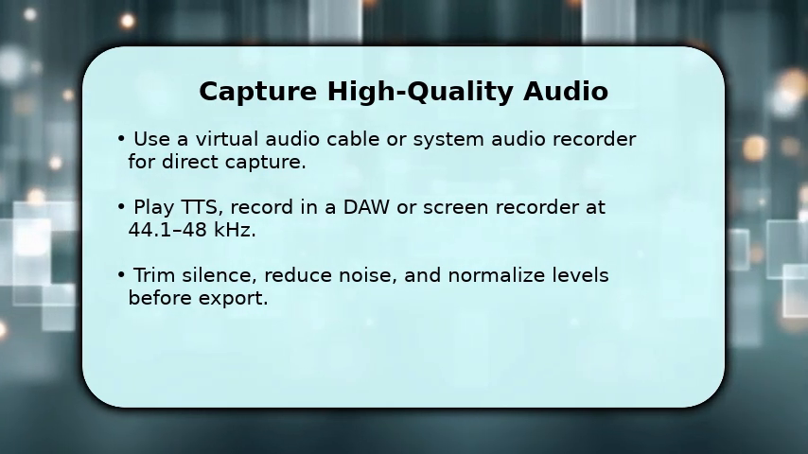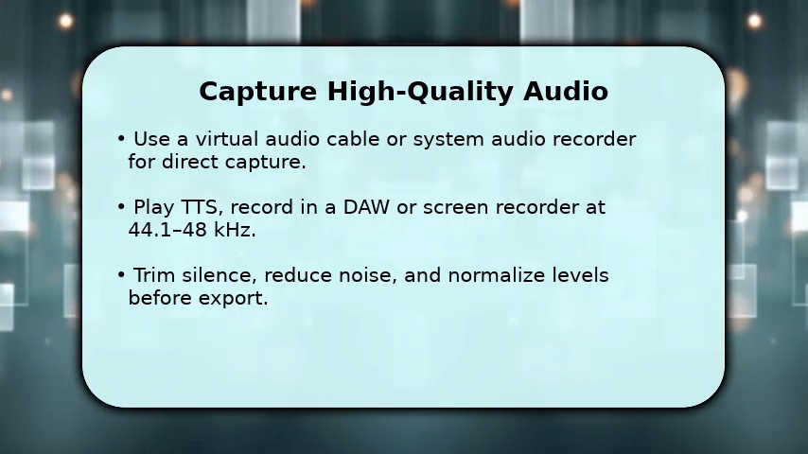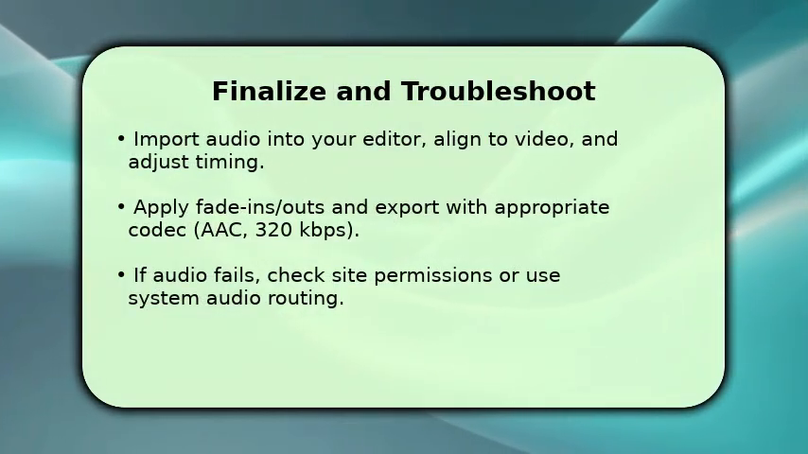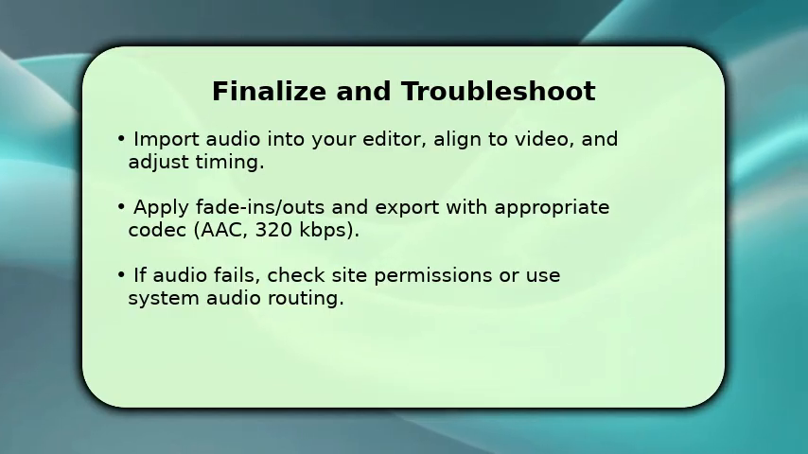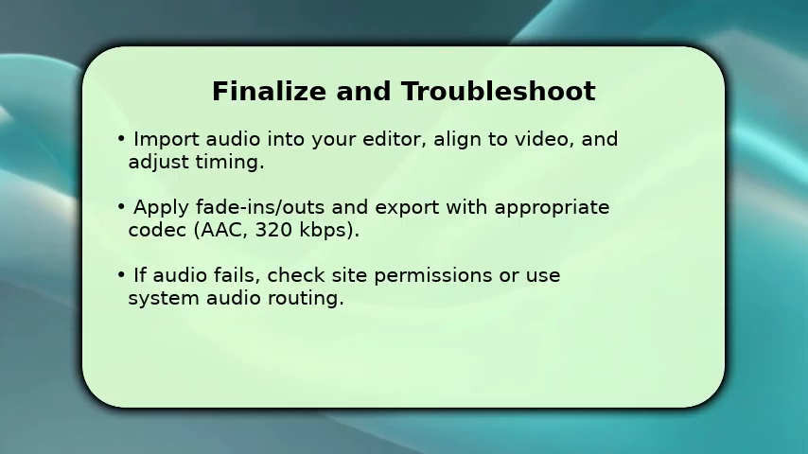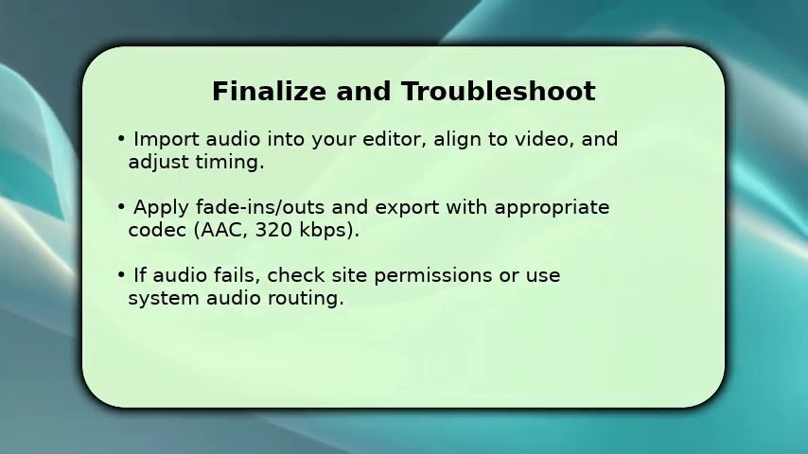Import the exported TTS file into your video editor and align it precisely with visuals. Nudge clips frame by frame if lip sync matters. Apply short fades to avoid abrupt starts. Set output codec and bitrate, for example AAC at 320 kbps, then export and review on multiple devices.